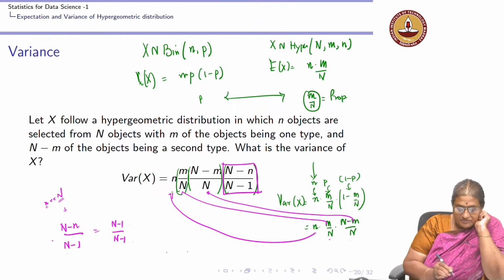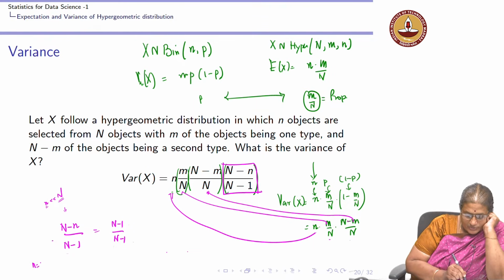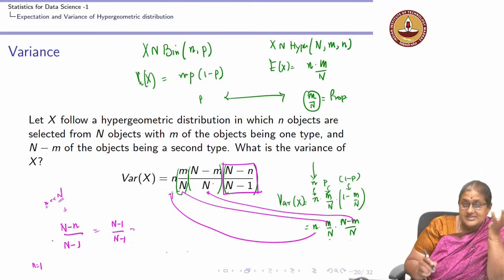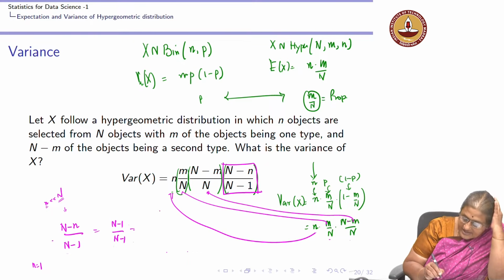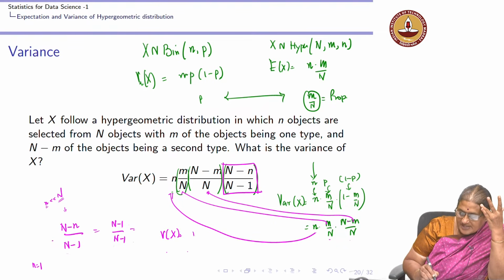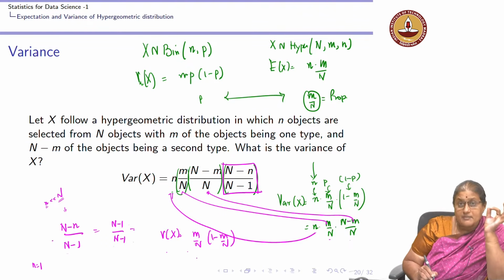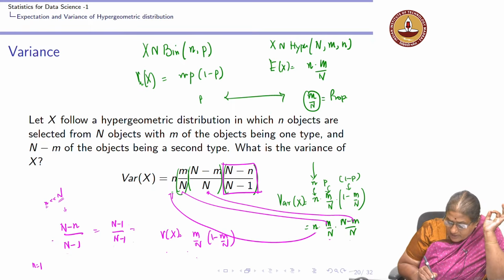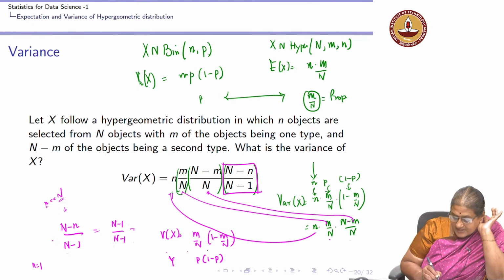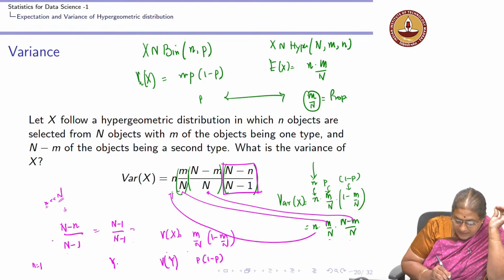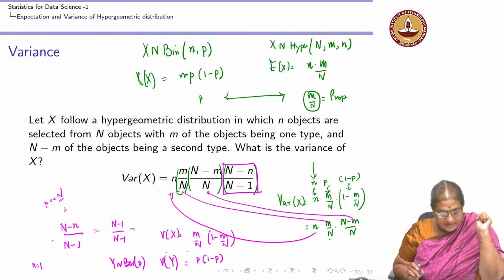Now, the first extreme case was n equal to 1. This is again just one Bernoulli trial and you can see in that case, my variance of x would be just m by N into 1 minus m by N, which is the same as the variance of my Bernoulli trial, which was p into 1 minus p. If you recall, if y is a Bernoulli trial with parameter p, then the variance of the Bernoulli trial is p into 1 minus p.